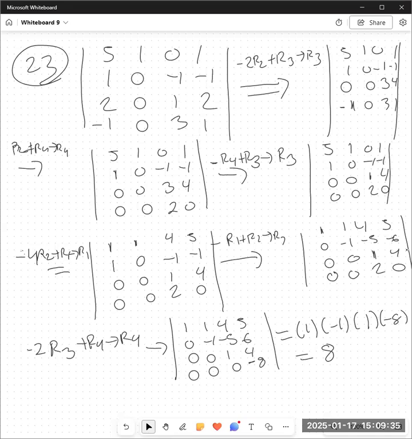So as soon as I got an upper triangular matrix there, I was good. Let's go ahead and do number 27.